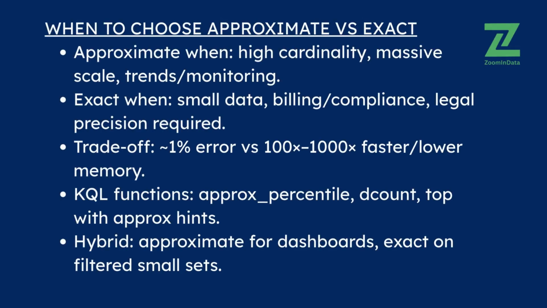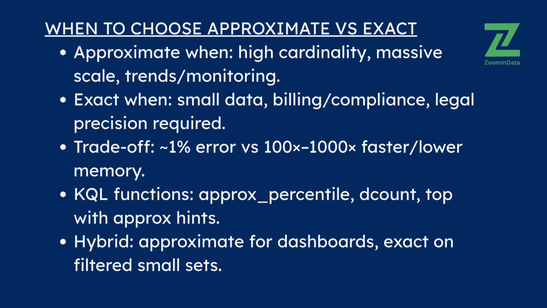So when do you choose approximate versus exact? Go approximate when cardinality is high, data is massive, and you're monitoring trends. P99 latency, unique users per hour, top errors. Error of 1 to 2% is almost always acceptable for dashboards and alerting. Go exact when data is small, or when precision is mandatory: billing calculations, compliance reporting, financial totals.